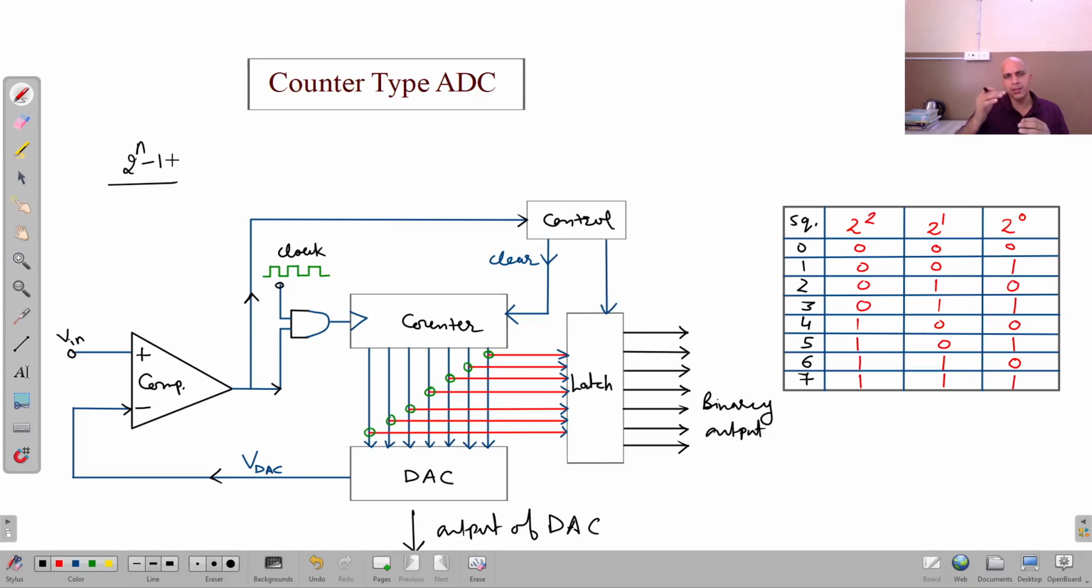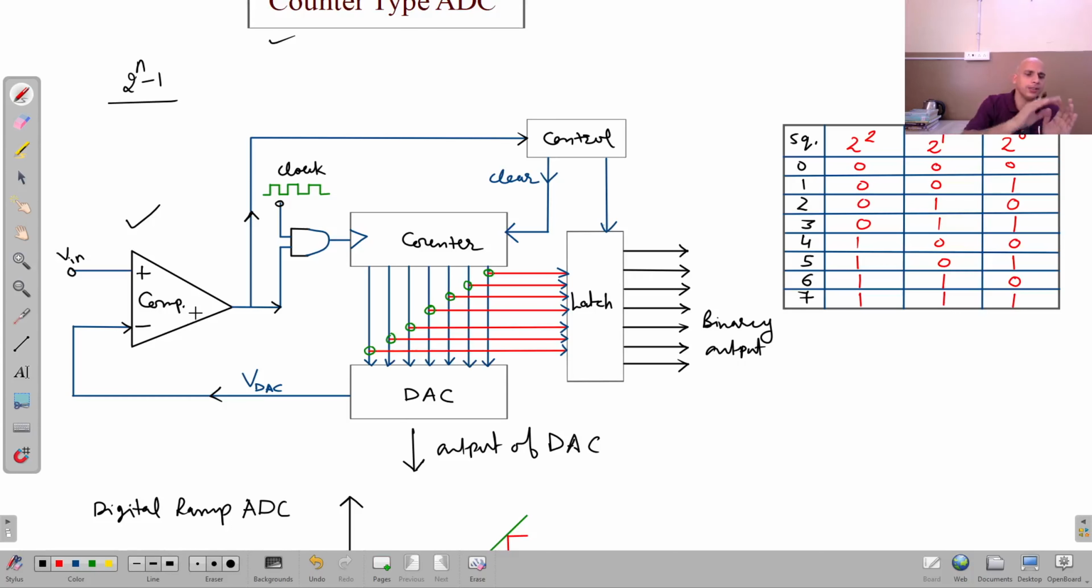So this problem is removed in this counter type analog to digital converter, and this converter makes use of only one comparator. You can see here. But in addition, it requires some additional circuitry that you can see here. The heart of this entire counter type A to D converter is the n bit counter. You can see it is placed here.